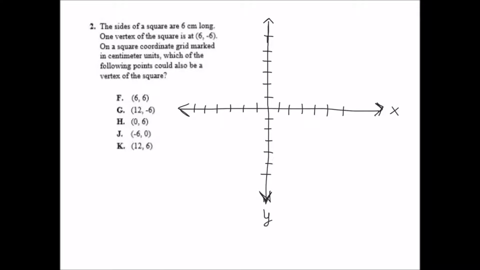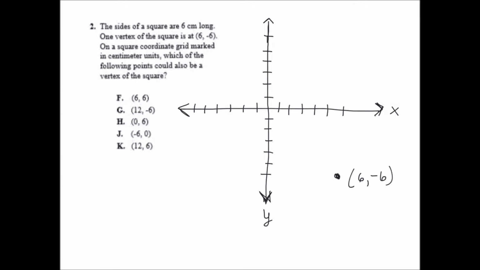Question 2 says the sides of a square are 6 centimeters long, so that means all 4 of the sides are going to be 6 centimeters. One vertex of the square is located at point 6, comma negative 6. So if we consider a standard coordinate plane, then our given point would be a positive 6 for the x and a negative 6 for the y. So it would look like this.